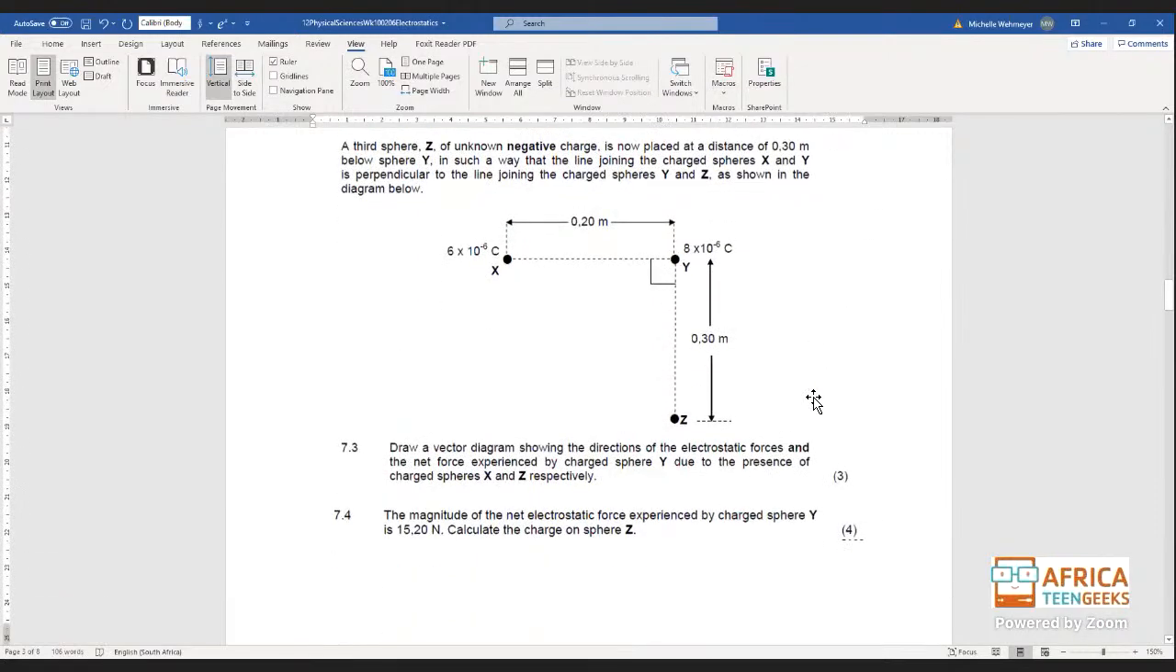Then they tell us that a third sphere, Z, of unknown and negative charge is now placed at a distance of 0.3 meters below sphere Y in such a way that the line joining the charged spheres X and Y is perpendicular to the line joining the charged spheres Y and Z, as shown in the diagram. Then they ask us 7.3 to draw a vector diagram showing the direction of electrostatic force and the net force experienced by charged spheres Y due to the presence of charged spheres X and Z respectively.